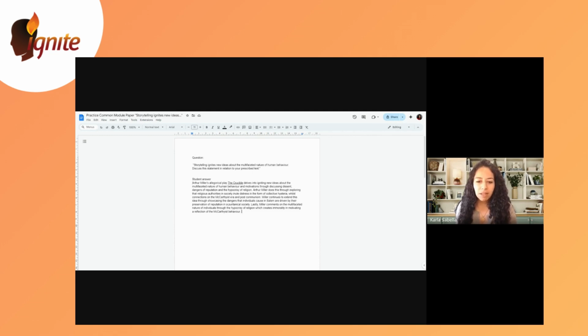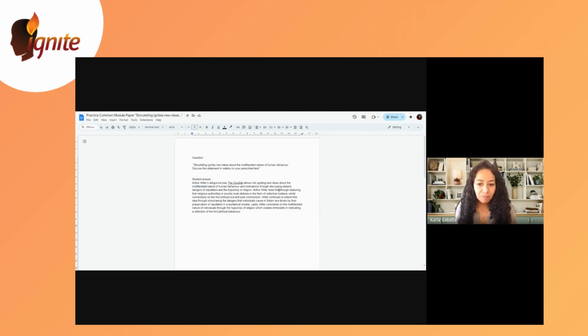So we've got: Arthur Miller's allegorical play, The Crucible, delves into igniting new ideas about the multifaceted nature of human behavior and motivations through discussing dissent, dangers of reputation, and hypocrisy of religion. Now, what is really good about this is that it does include words of the question. So we've got ignite new ideas, multifaceted nature, and it's not just parroting the question. It's not just saying storytelling ignites new ideas about the multifaceted nature of human behavior, full stop, start your answer. Okay, so that's really good. It's been made into its own sentence using the words.